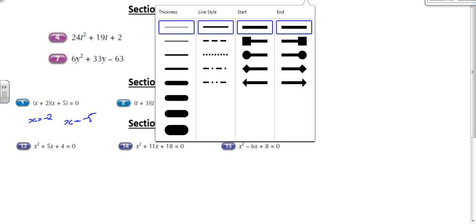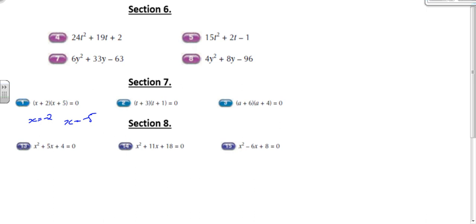I didn't choose a very good selection for the homework here. This one is going to be t equals minus 3. This is going to be t equals minus 1. This one here is going to be a equals minus 6 and a equals minus 4.